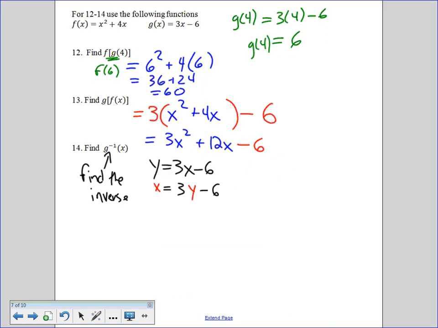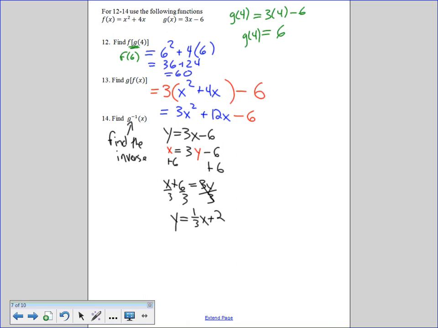So what we would do then is add 6 to both sides, and we get x plus 6 equals 3y. Then you would divide both sides by 3. And you'd end up with y equals 1/3 x plus 2. And so then we would simply write the inverse of g is 1/3 x plus 2.